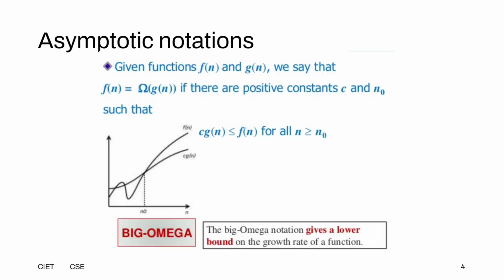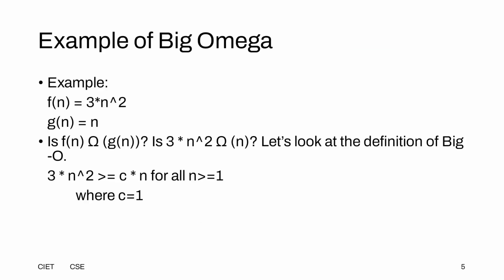Omega notation. Given the functions f of n and g of n, we say that f of n is equal to omega of g of n if there exist positive constants c and n naught. So we have to prove c g of n is less than or equal to f of n for all non-negative n greater than n naught. So big omega notation gives the lower bound of the time complexity. This is the example for omega notation.